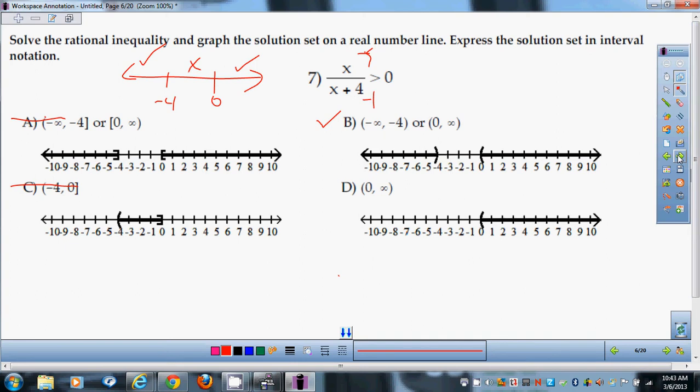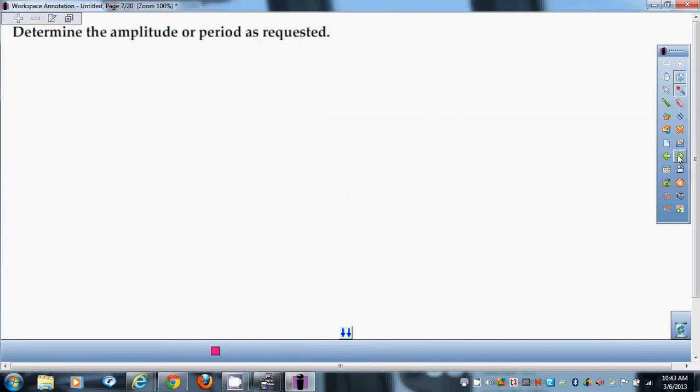Determine the amplitude or period as requested. What's this problem going to look like? Blake, what's the problem going to look like? It might, but what's more likely that it's going to? What have we talked about recently that has amplitude and period? Who can help them out? What has amplitude and period? It's cosine and sine. It's probably going to give you some kind of sine or cosine function where you have to find either the period or amplitude.